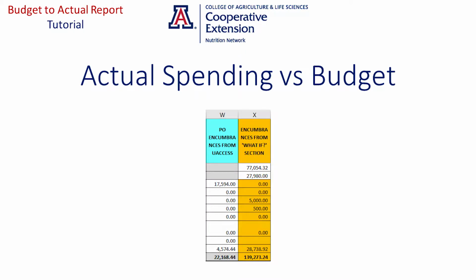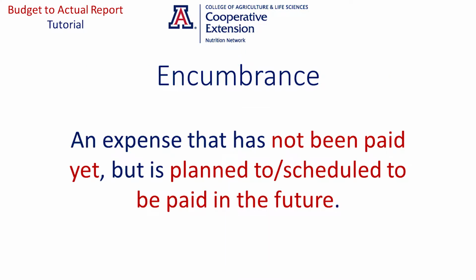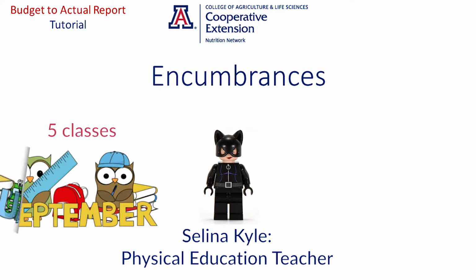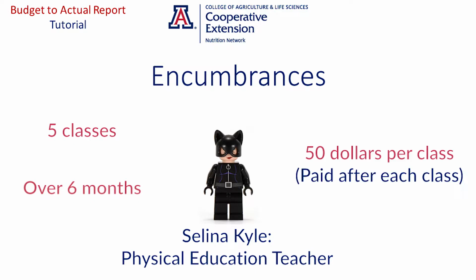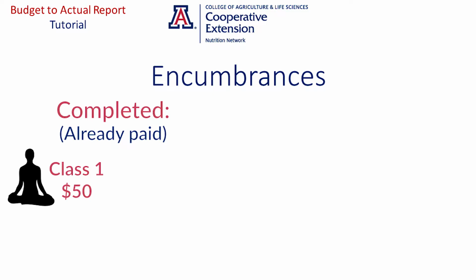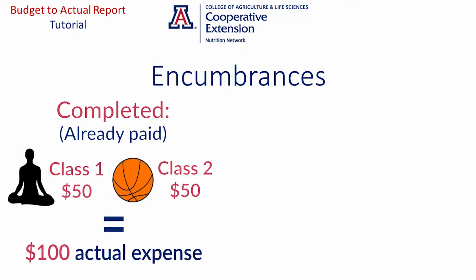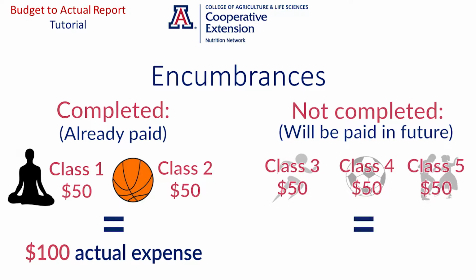Columns W and X are for encumbrances. An encumbrance is an expense that has not happened yet but is planned to happen in the future. Let's go over an example. A teacher is hired to teach 5 physical education classes over a period of 6 months. She will be paid $50 after each class is completed. If she has taught 2 classes already, your actual expense would be the $100 she has already been paid for the 2 classes, and your encumbrance would be the $150 that she will be paid at some point in the future after classes 3, 4, and 5 have been completed.